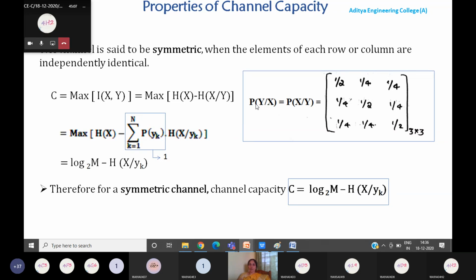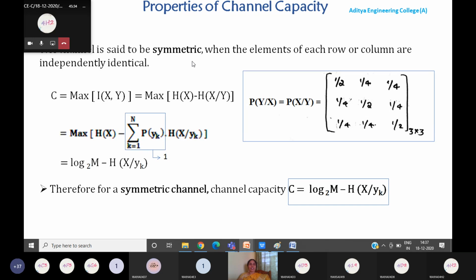A matrix is said to be conditional probability matrix P of y by x if the sum of all the elements present in each row is 1. And a matrix is said to be P of x by y matrix when the sum of all the elements present in each column is 1. This is the basic definition or basic rule to state the corresponding type of matrix.